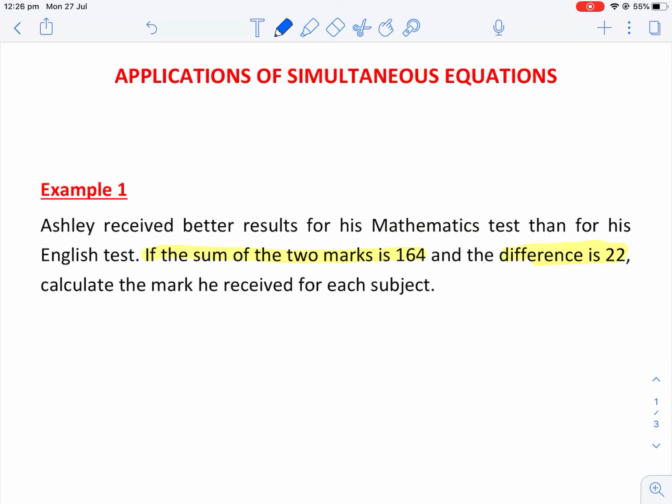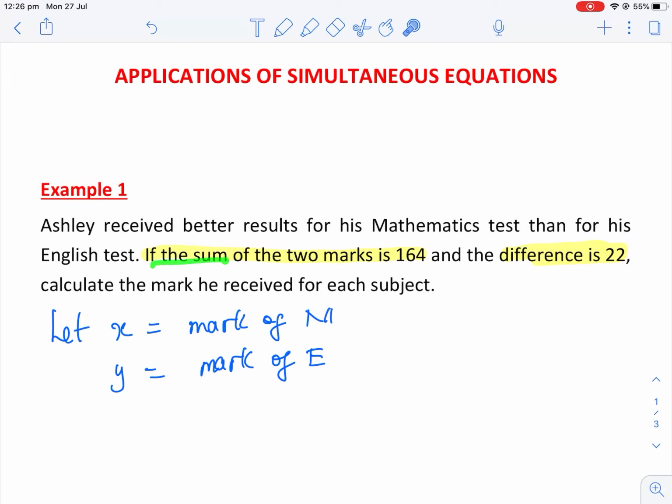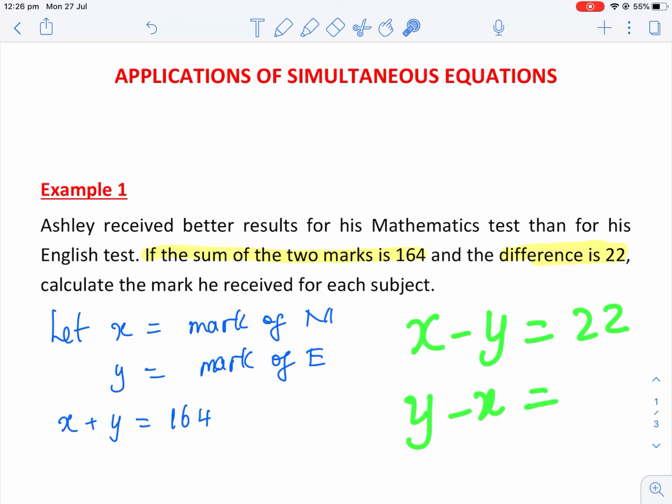So, doing this equation, you're going to let x be the mark of the math test and y the mark of the English test. And then we keep going analyzing the question. If the sum of the two marks is 164, it means the first equation is x plus y equals 164. The next one is the difference is 22. With the difference, it can be x take away y equals 22 or y take away x equals 22.